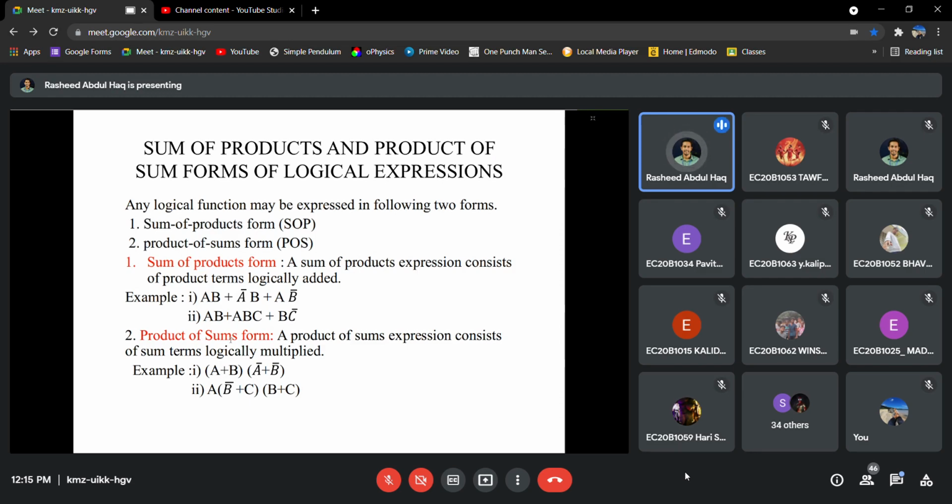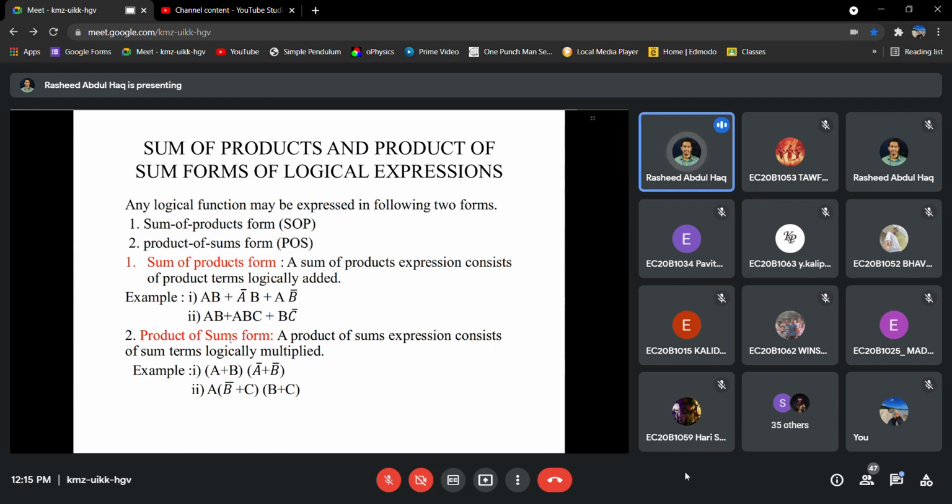Whereas when it comes to product of sums, you can see that the inputs are grouped as sums and then multiplied. That is A plus B into A bar plus B bar. I hope you are clear with the two terms: sum of products form and product of sum form.